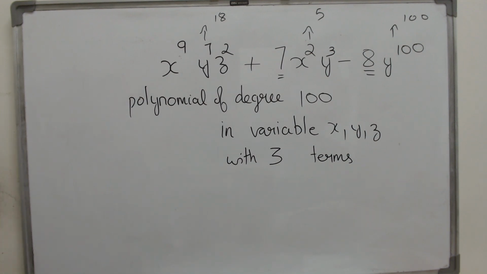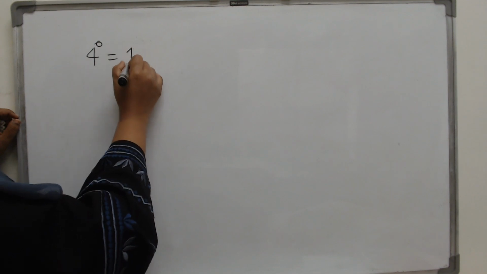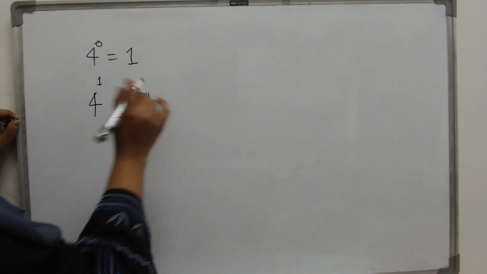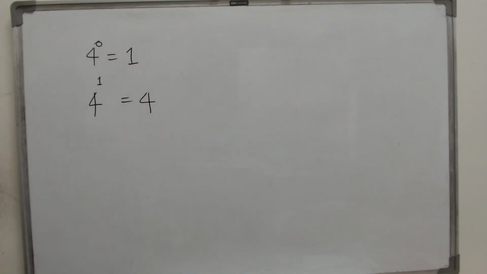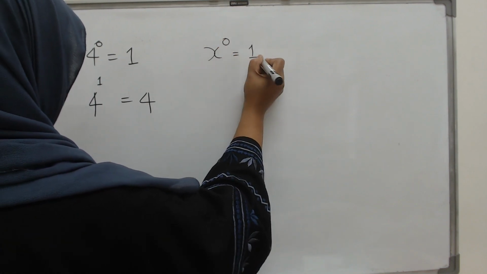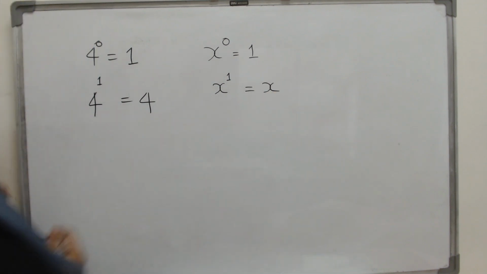Now let us see some special cases. Some places where you cannot see the degree but it is there. Let us see those cases. Now let us quickly remind ourselves of some basic laws of exponents. Any number raised to 0 is 1. Any number raised to 1 is that number itself. The same follows for the variables also. Any variable raised to 0 is 1 and any variable raised to 1 is that variable itself.